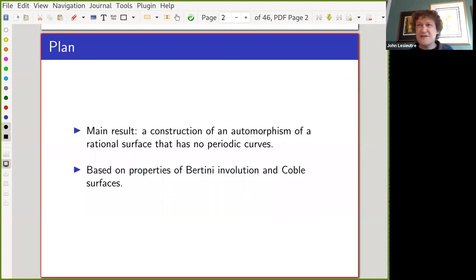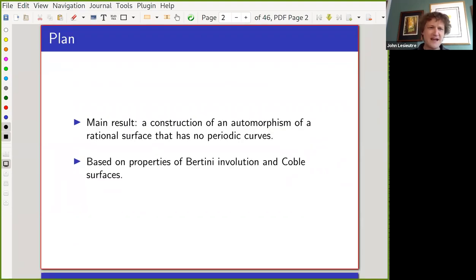So what I'm going to do, the main result, is I'm going to tell you a rational surface that has automorphisms that don't have any periodic curve. So there's no curve that gets mapped to itself. But the construction is very, very classical. It's based on properties of the Bertini involution and Coble surfaces and other things from long ago. And I think everything here really could have been done 100 years ago. There's not going to be any high-tech geometry at all.